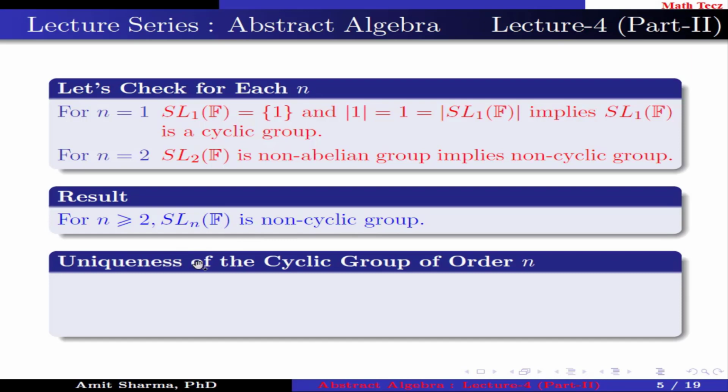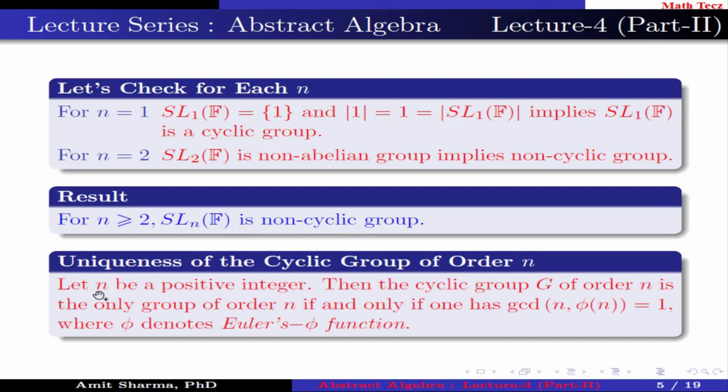Next is uniqueness of the cyclic group of order n. Let n be a positive integer, then the cyclic group G of order n is the only group of order n if and only if GCD of n, phi of n is 1, where phi denotes Euler's phi function.